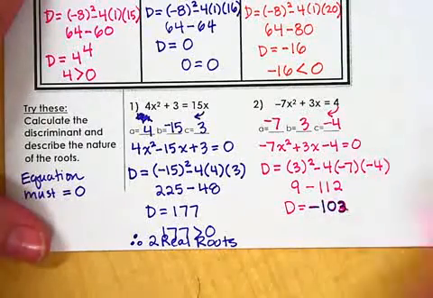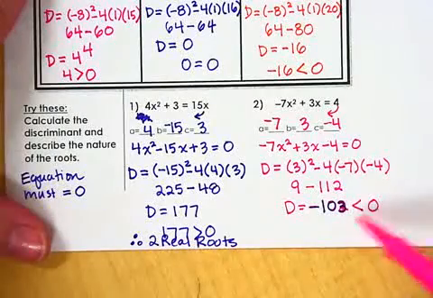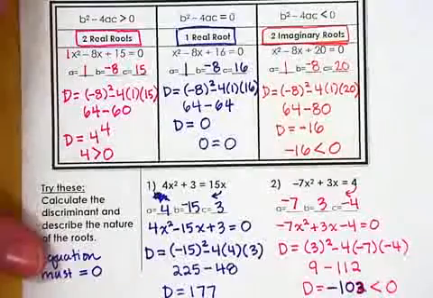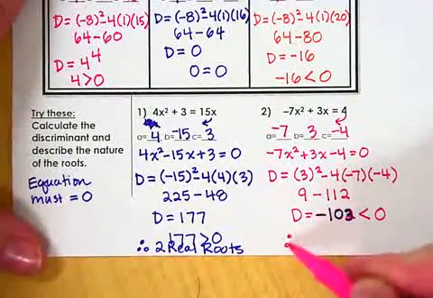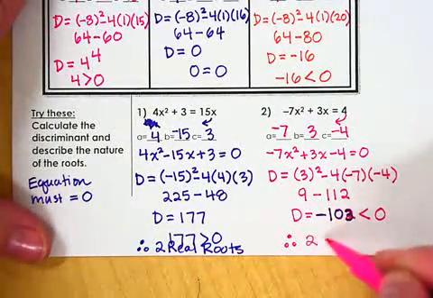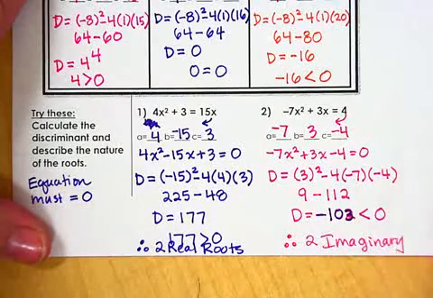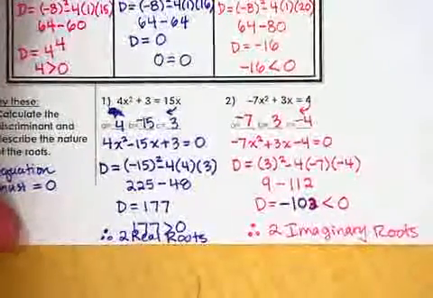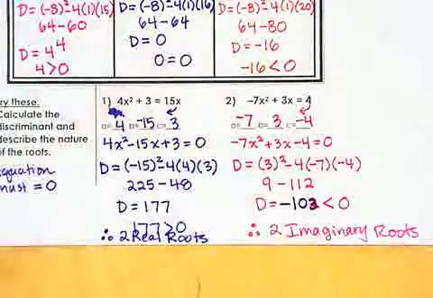Okay, so now that I have negative 103, I know that that number is less than 0. So since it's less than 0, I go up here and look at my chart. That means that there have to be 2 imaginary roots. So therefore, the nature of the roots is that there are 2 imaginary roots. And that concludes our lesson.